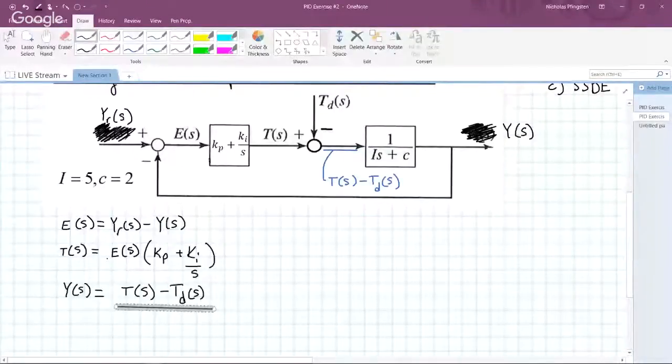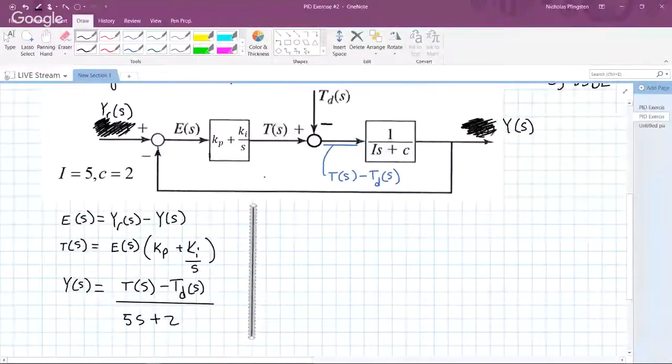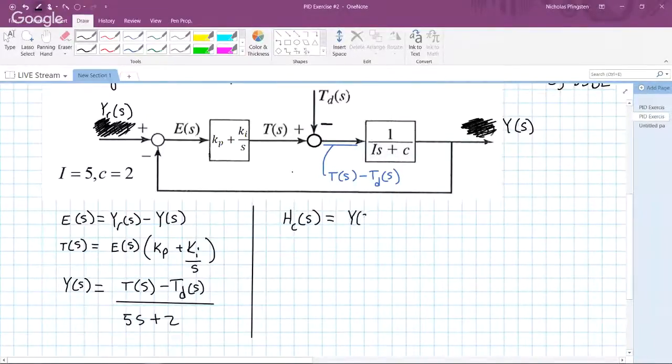It's going to be 5s plus 2. So we have all these expressions now. Now we can find the closed loop transfer function, which, just to make everyone aware, is going to be H sub C of s equal to capital Y of s, which is our output, over capital Y sub R of s, which is our input.